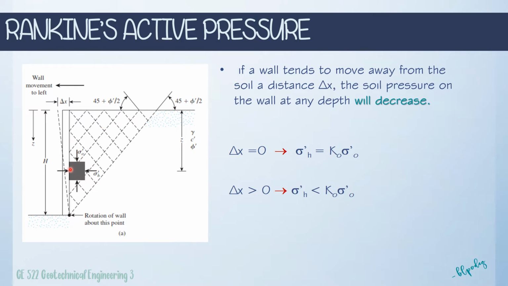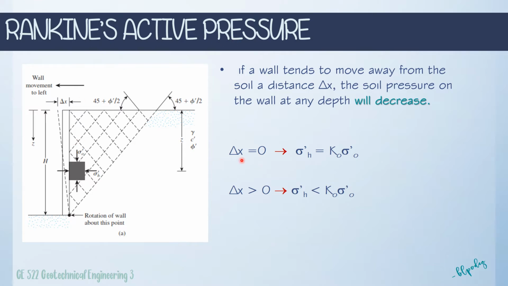So we have here your soil sample wherein a vertical stress is acting on it, at the same time a horizontal stress is acting on it. And then if a wall tends to move away from the soil, a distance of delta x, the soil pressure on the wall at any depth will increase. So if we have a displacement denoted as delta x, the wall moves towards the left, or it is moving away from the soil. So this is active pressure, Rankine's active pressure.